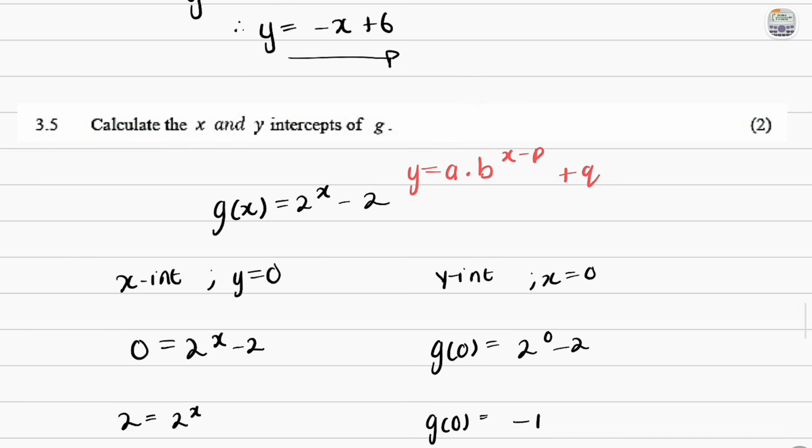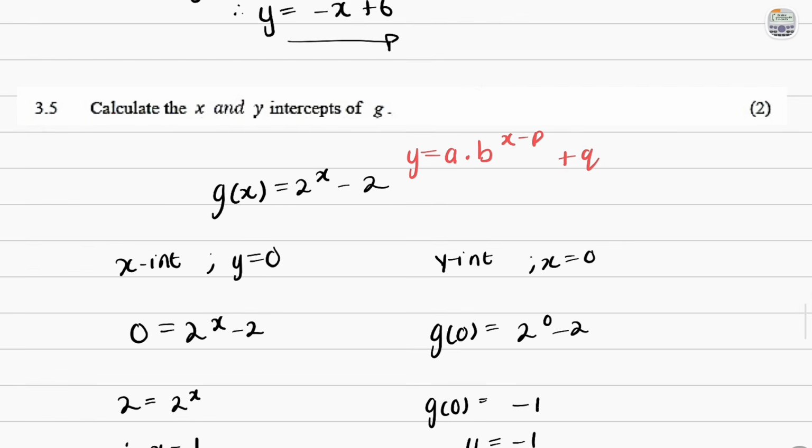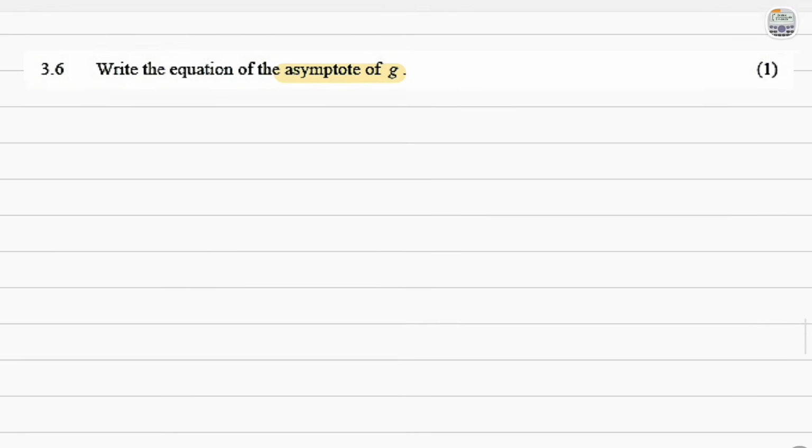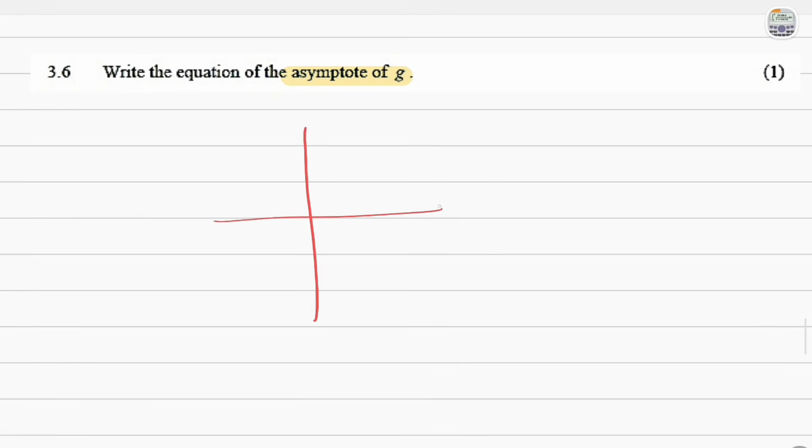Just remember that the asymptote of an exponential function only has one. It doesn't have two like the hyperbola, because an exponential function can either look like this, or like that as an increasing one, with an asymptote somewhere here, or even a negative one. Or it could look like this. It could also look like this.